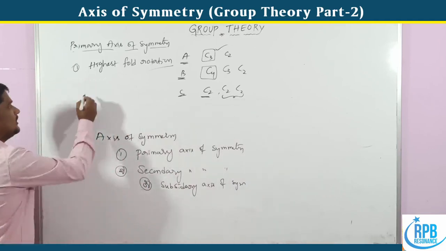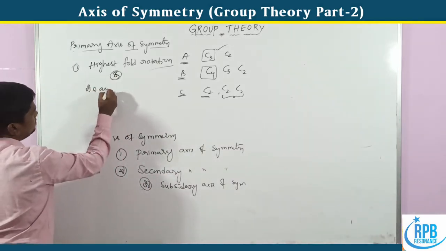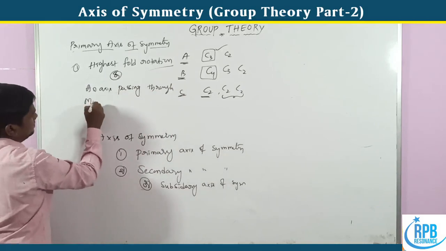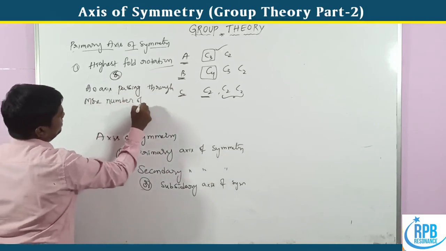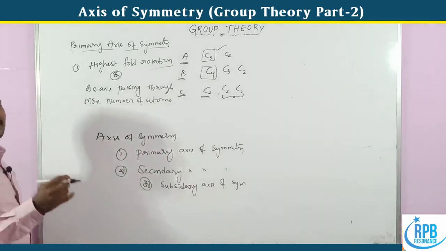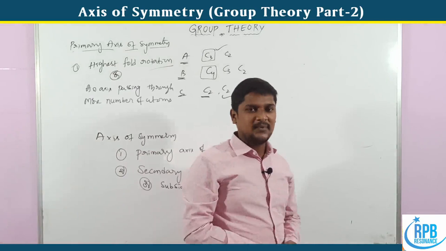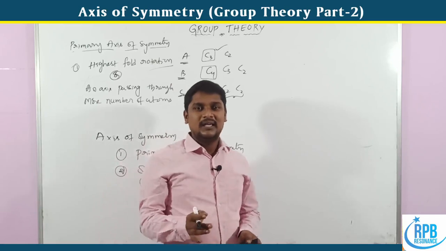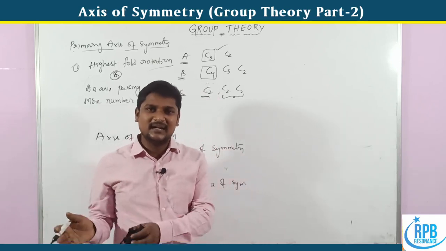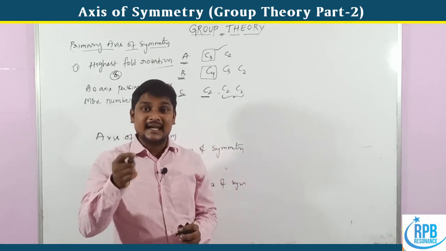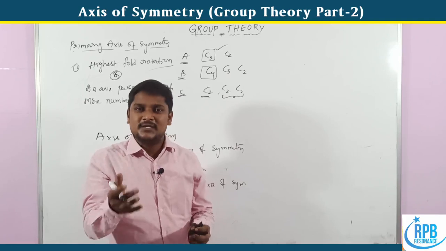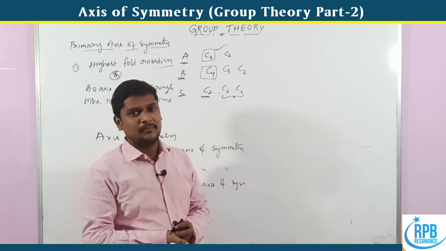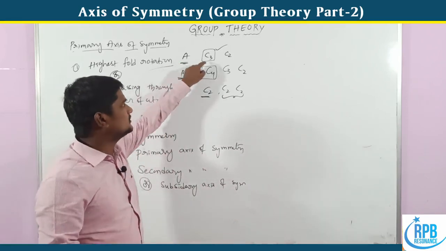So in this case, we will go with an axis passing through more number of atoms. Those are simply called the primary axis of symmetry. Simple thing: the highest fold rotational axis is the primary axis of symmetry. Or if a similar kind of rotational axis is present, then the C2 axis having more number of rotations throughout the imaginary axis is said to be the primary axis of symmetry.